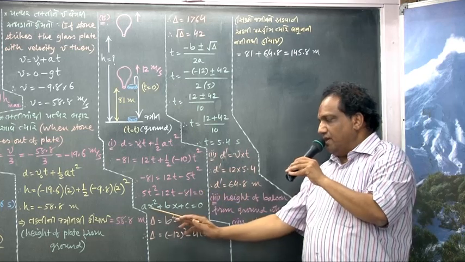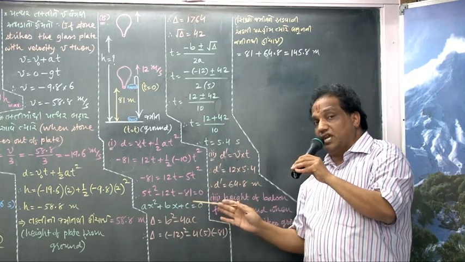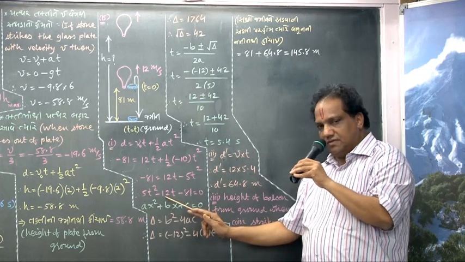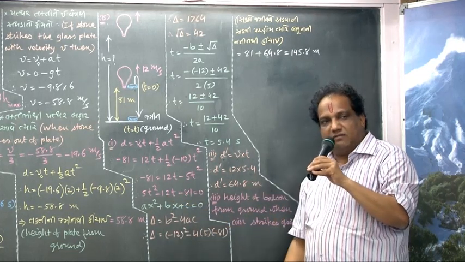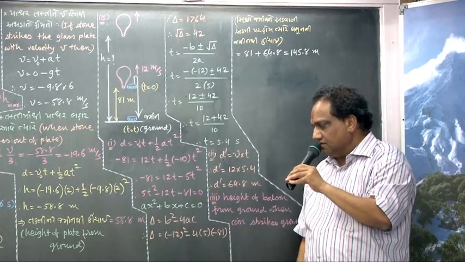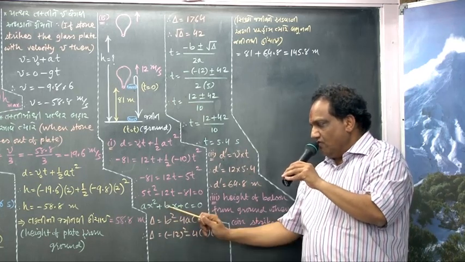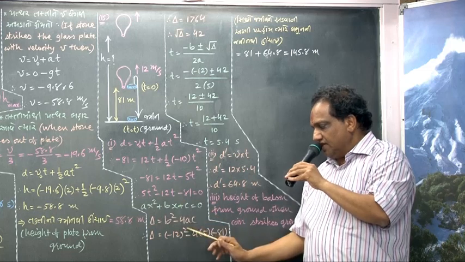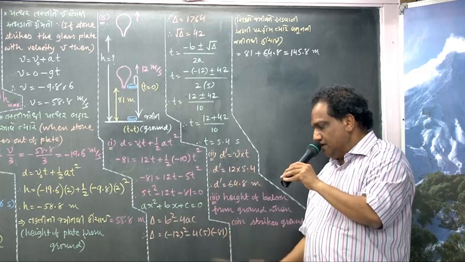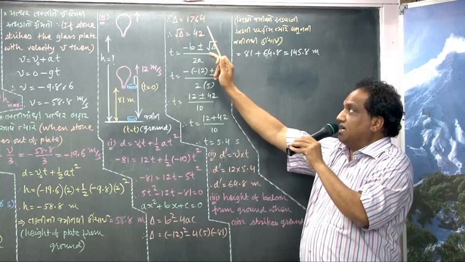Match this with ax square plus bx plus c equals 0, the quadratic equation, and find out a. a is how much? 5. b is minus 12. c is how much? Find out delta: b square minus 4ac. What is b? Minus 12 square minus 4 into a, a is how much, c is how much? Simplify. The answer is 1764. Take the square root. Square root of delta is exactly 42.